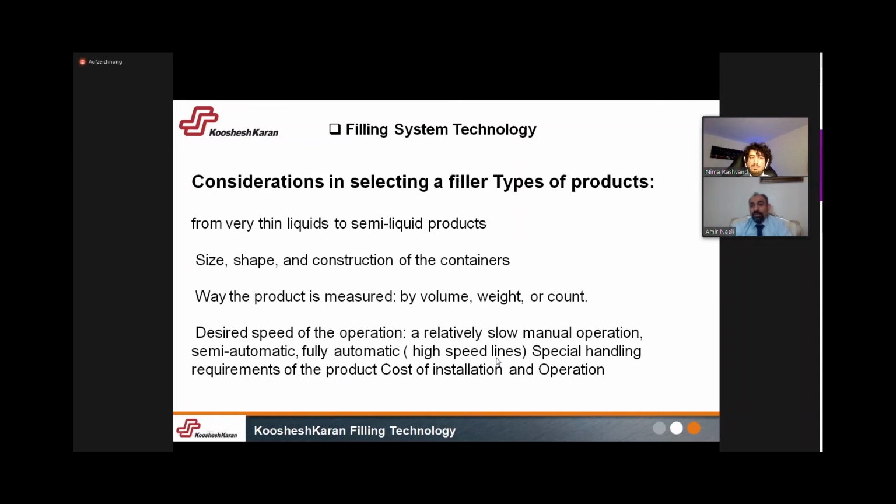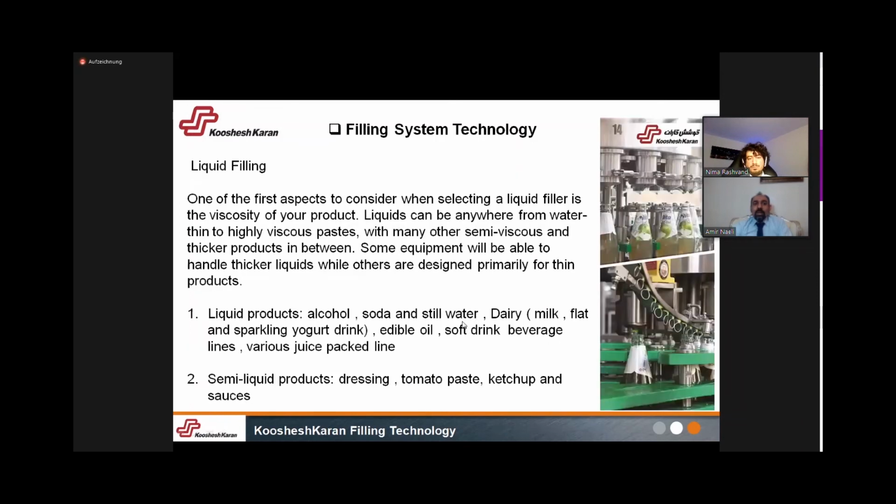One of the first aspects to consider when selecting a liquid filler is the viscosity of your product. It is the most important. Liquids can be anywhere from water thin to highly viscous, such as paste, with many other semi-viscous and thicker products between. Some equipment will be able to handle thicker liquid, while others are designed primarily for thin products.